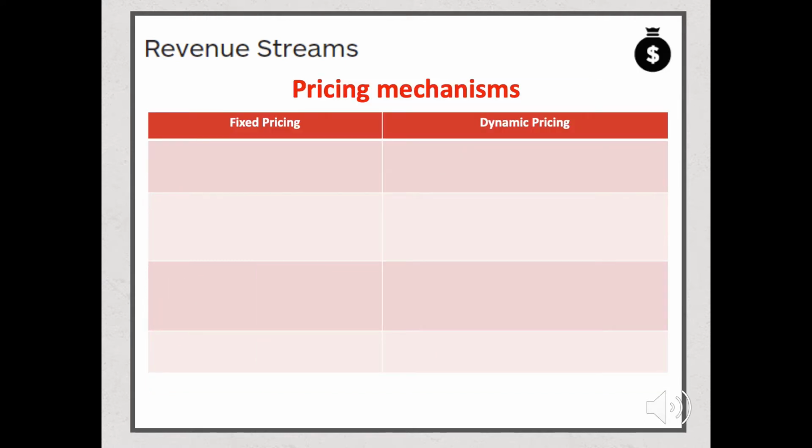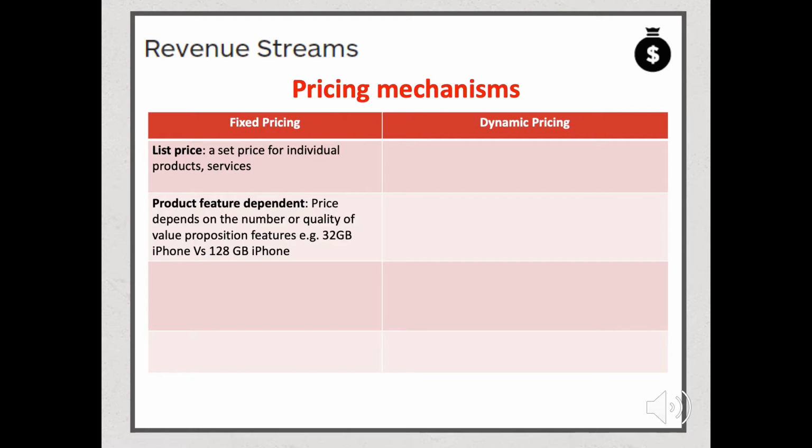parties. And in addition to thinking about the types of revenue that you might charge, there's also different pricing mechanisms. So we have either fixed pricing or dynamic pricing, and I'll just go through some of the different options that are available. So in terms of fixed pricing, most of us would be used to thinking about a list price, where you go into a shop or you go online and there's a set price for the actual products or services.